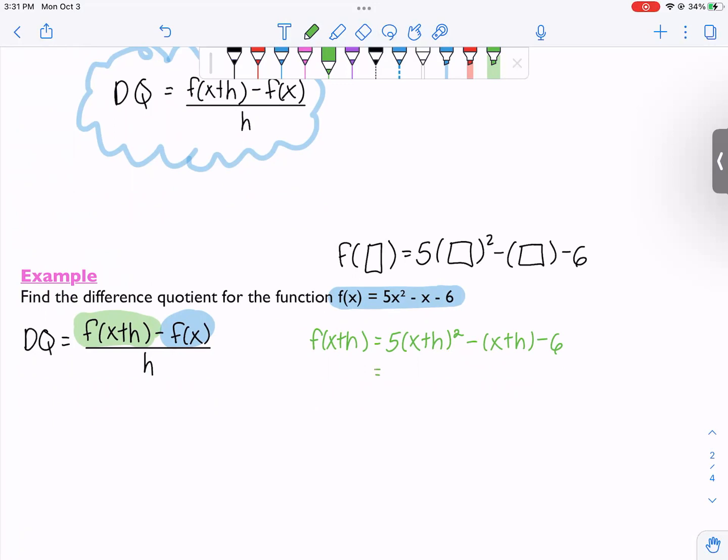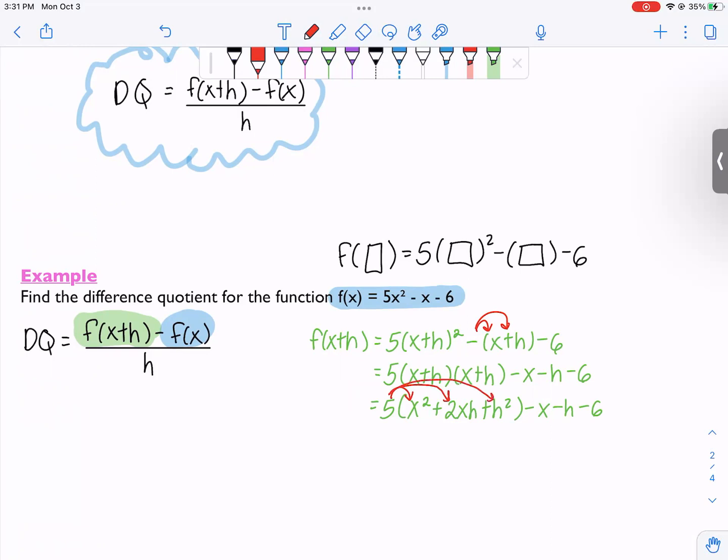I'm going to simplify this before I plug it back into the equation. X plus h quantity squared, that's going to be the same thing as x plus h times x plus h. I'm going to distribute, so we have minus x minus h minus 6. If you FOIL x plus h times x plus h out, you will get x squared plus 2xh plus h squared minus x minus h minus 6. Almost there. And then I'm going to distribute this 5. We get 5x squared plus 10xh plus 5h squared minus x minus h minus 6.